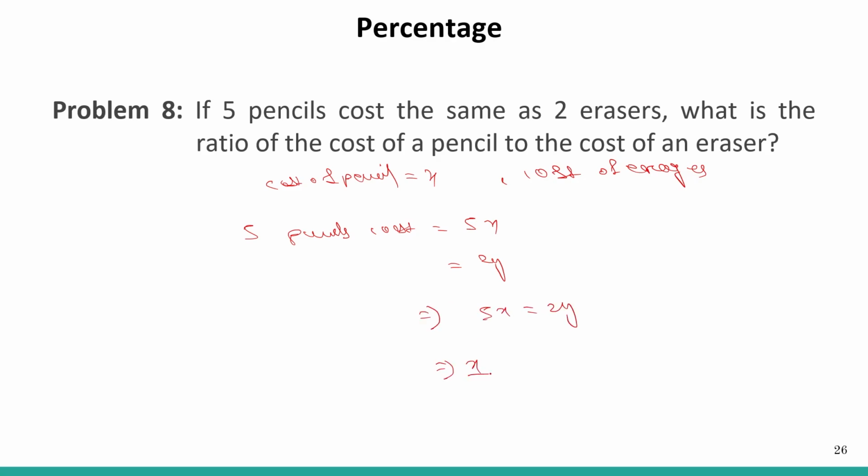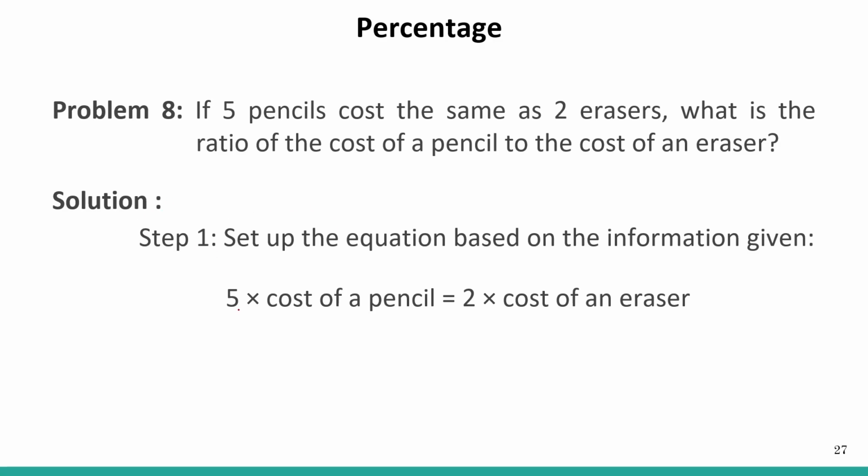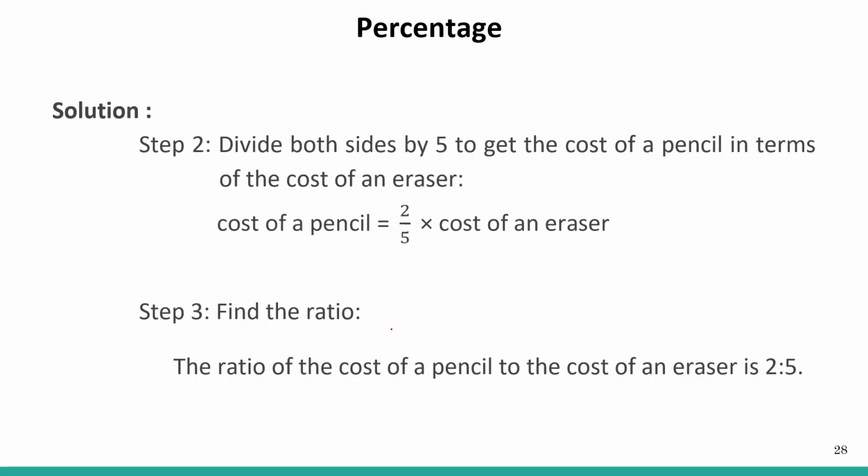So this implies that x by y is equal to 2 by 5. So the ratio of the cost of a pencil to the cost of an eraser, x is to y, will be 2 is to 5. So answer would be 2 is to 5. So here 5 into cost of a pencil is equal to 2 into cost of an eraser. So cost of pencil by cost of eraser is equal to 2 by 5. So this is the correct answer.